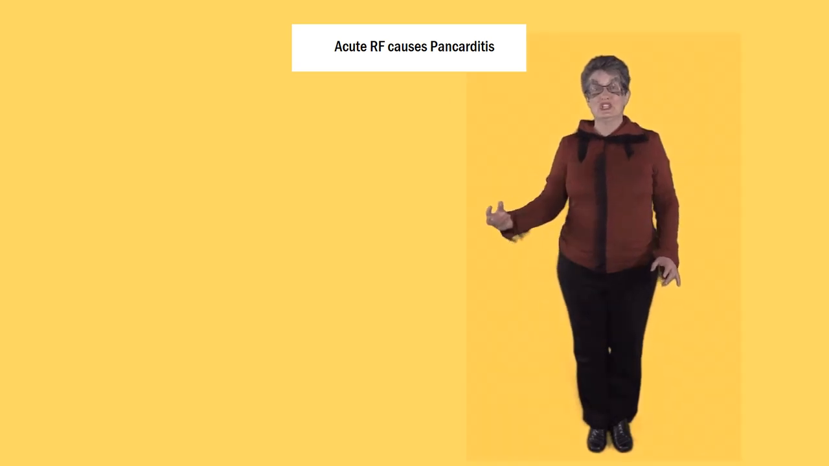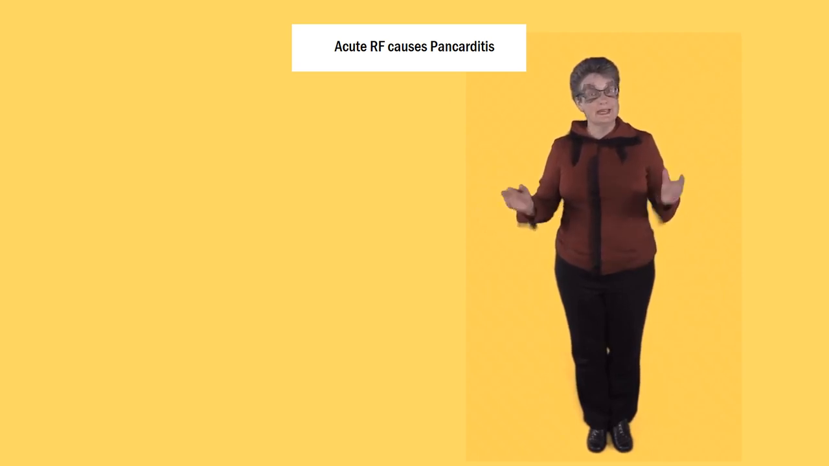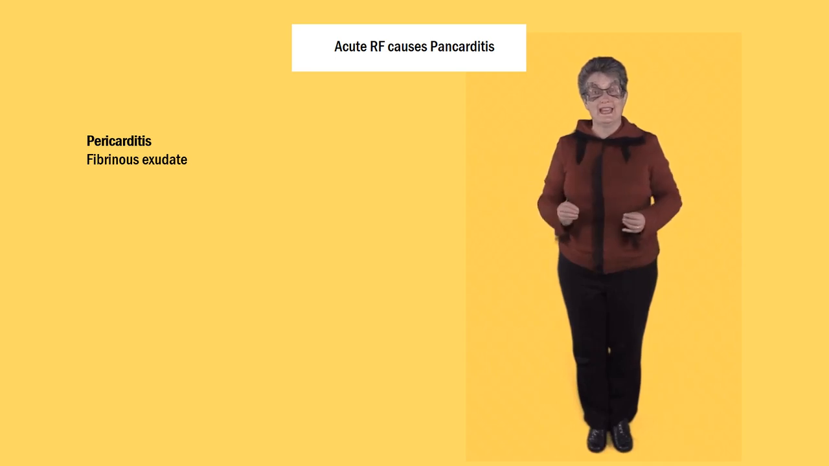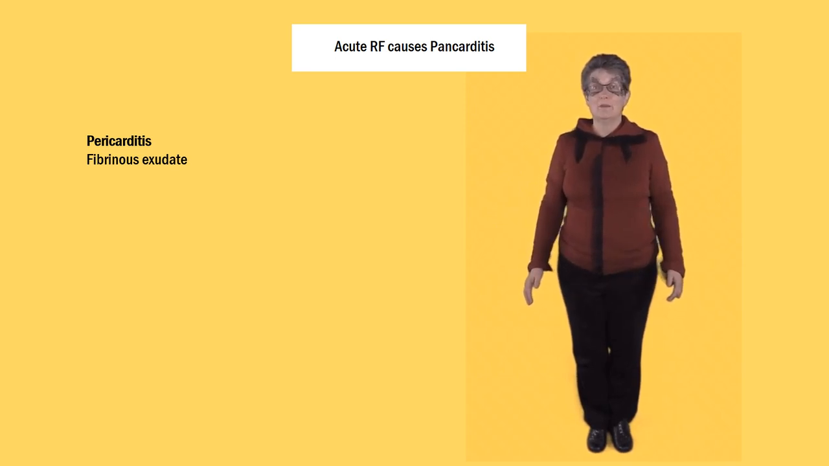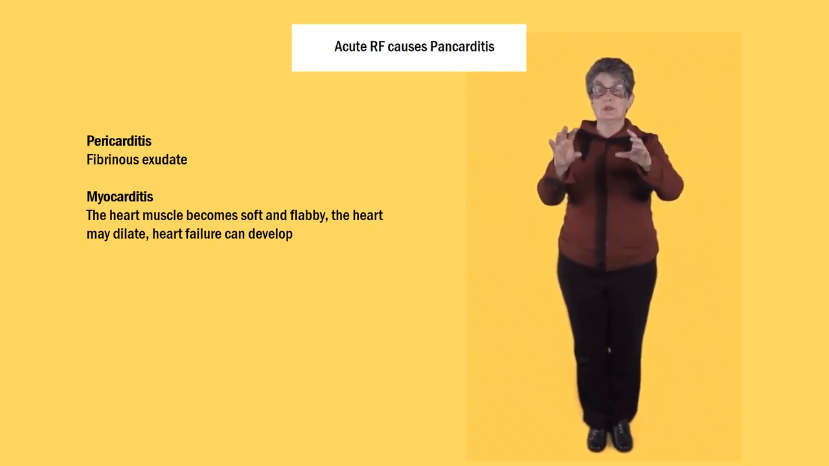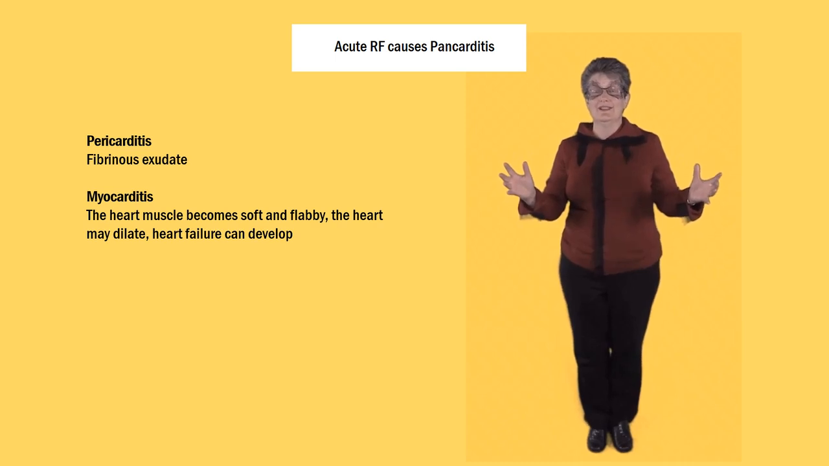But this isn't just happening in the endocardium. It's also happening in the pericardium, where it results in a fibrinous exudate. You can hear this clinically as a pericardial rub. Myocarditis is caused by the similar immune reaction happening in the heart muscle. It causes the heart muscle to become soft and flabby. The heart can dilate and acute heart failure can develop.